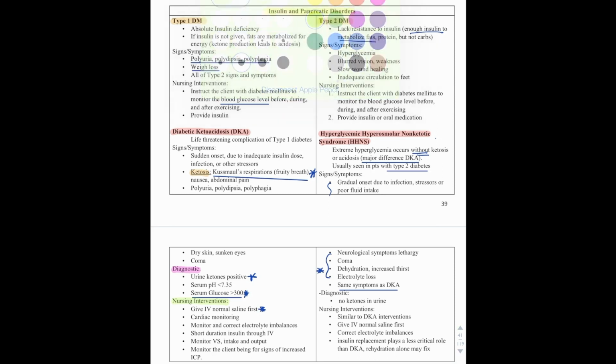So nursing interventions are similar to DKA interventions. Give IV normal saline first, correct electrolyte imbalances. Insulin replacement plays a less critical role than in DKA, and rehydration alone may fix this.